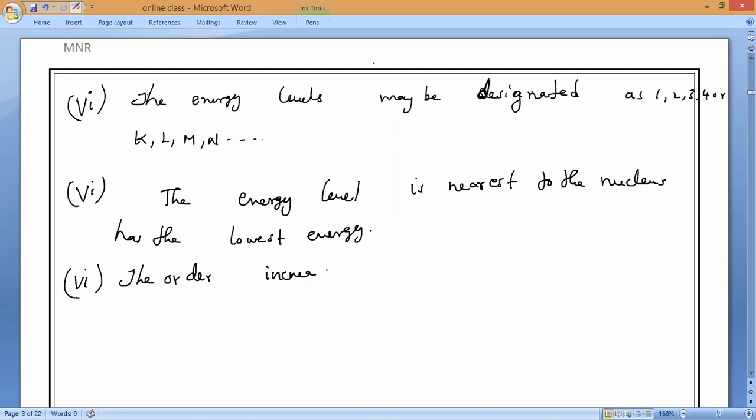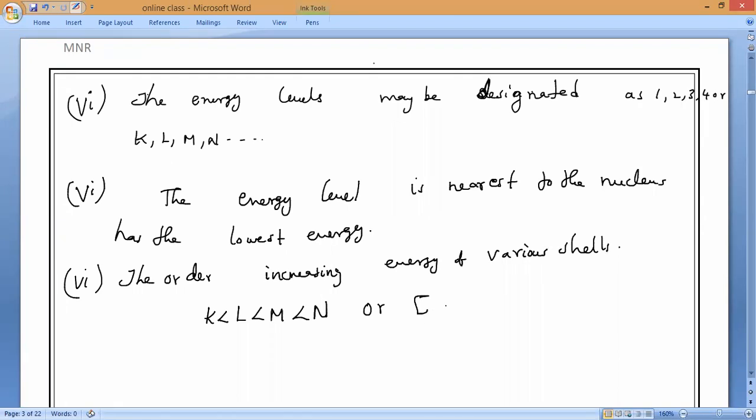If I represent the order of increasing energy of various shells, what is the order of shells increasing? It is K, L, M, N. So the energies you can take as E1 for shell K, E2 for shell L, E3 for shell M, and E4 for shell N.